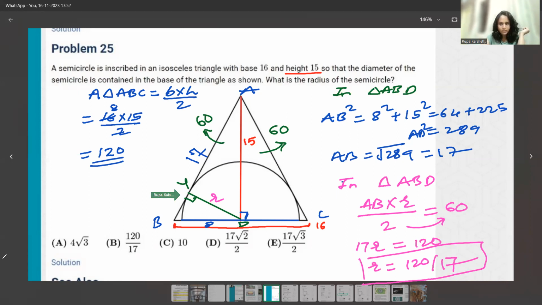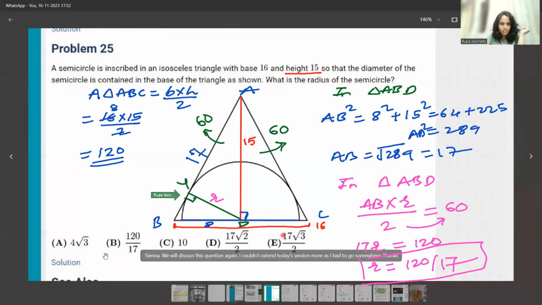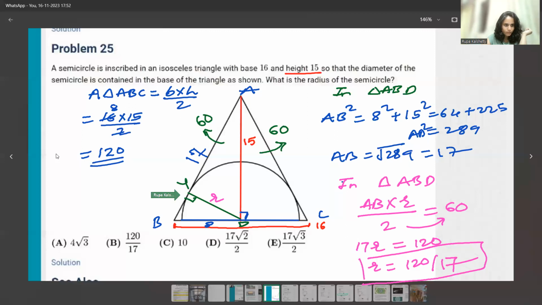Do we have that option here? Yes, you can see it here, which is option B. So let's mark it with some different color which we have not used before. Maroon, yeah. So option B, 120 over 17, is going to be the radius of that semicircle.